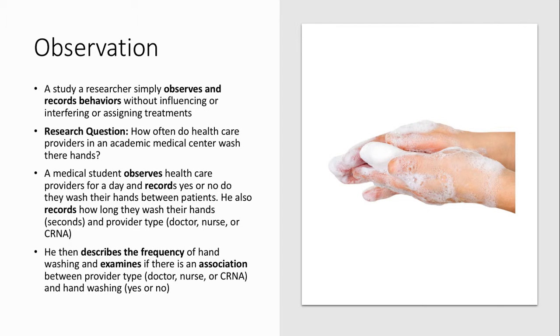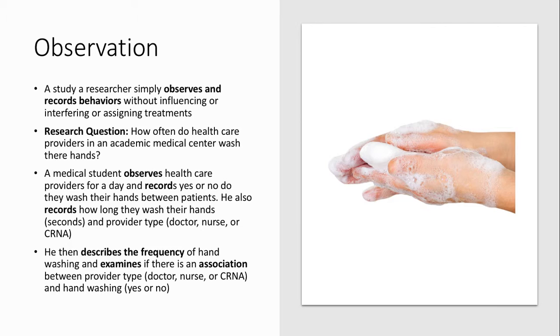Another example is an observation, and this is where the researcher observes and records behaviors without influencing or interfering or assigning people to treatment or control groups. For example, a research question may be, how often do healthcare providers in an academic medical center wash their hands? I apologize, there's a typo there.